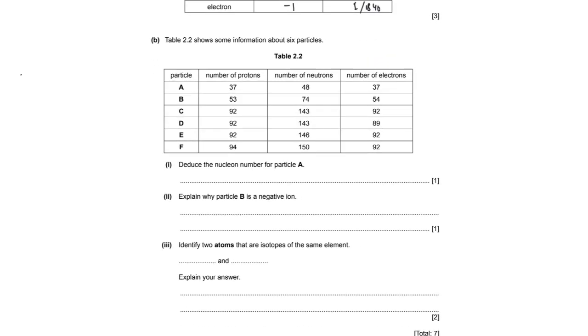Did you see the nucleon number for particle A? Nucleon number is the mass number, which is protons plus neutrons. So particle A has 37 protons and 48 neutrons, and if you add them together you will get 85.